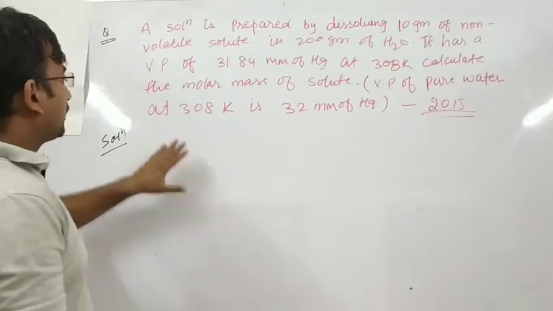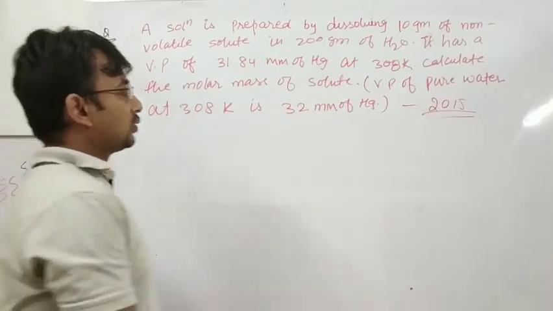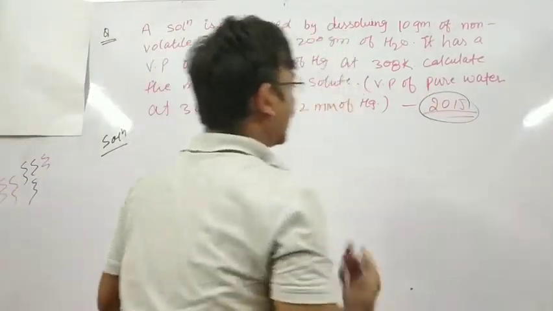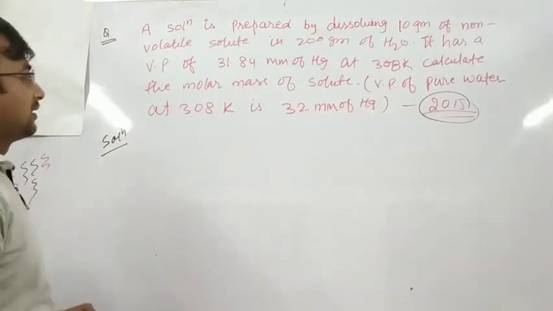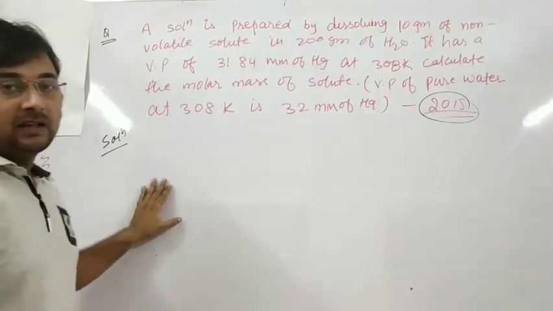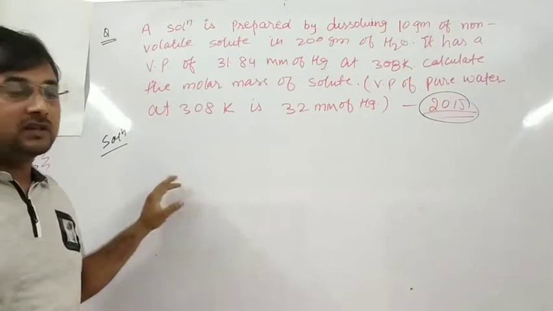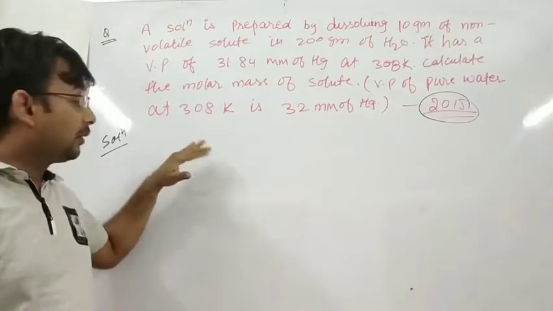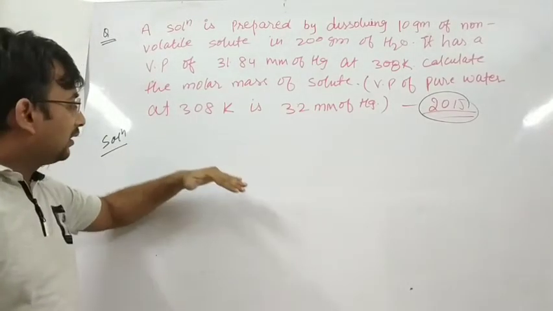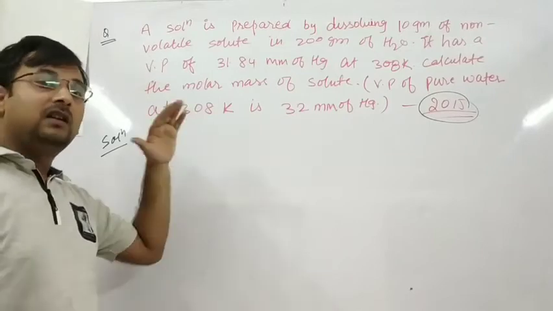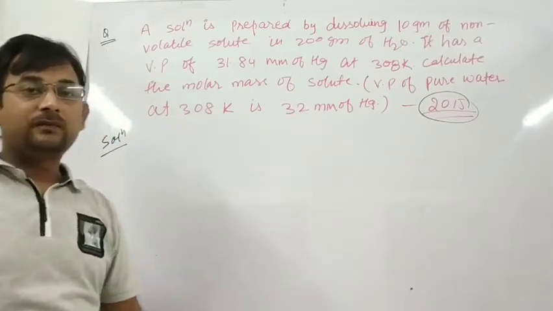Now we have a similar question, and this question was asked in the 2015 board paper for 3 marks. It's very simple. Again I am repeating, whenever you solve a numerical for the board exam, you must write the formula first. Better you start from the given formula, put the values in the formula, solve it, and write the answer with units.